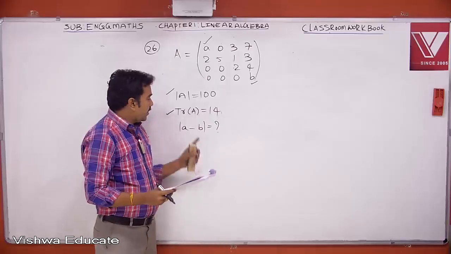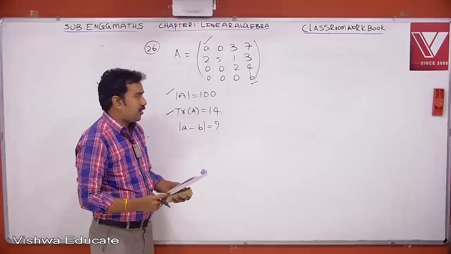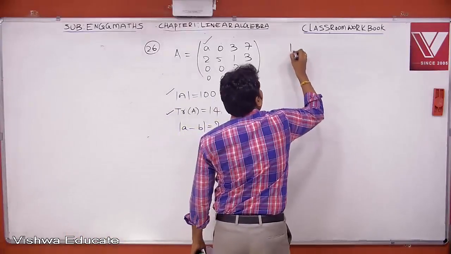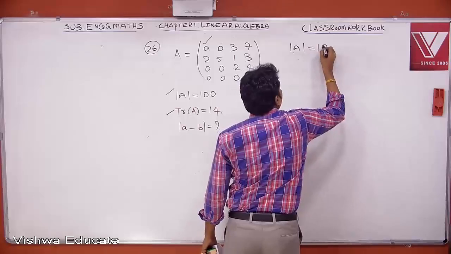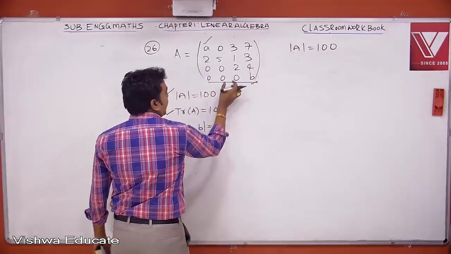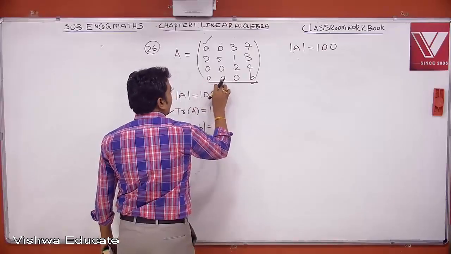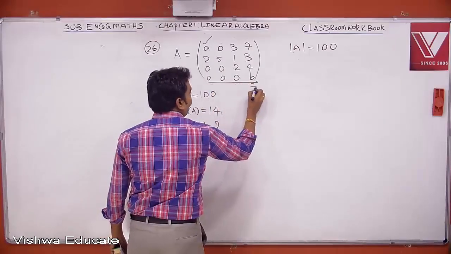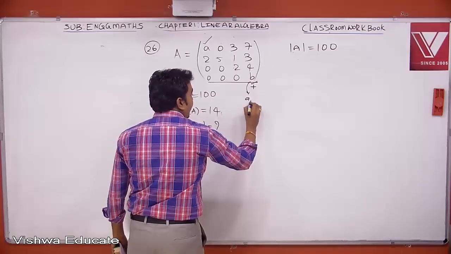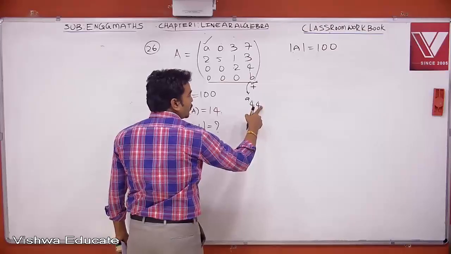Now let us see here what is my determinant value. This is 100 and trace of A equal to 14. Now let us at first find the determinant value. Det A equal to 100. Now here the last row contains maximum zeros. Let us try to find the determinant by expanding the last row. This is 41, 42, 43, 44. 44 means sign is plus. Minus 1, this is actually A44. So the sign is minus 1 whole power 4 plus 4, positive sign.